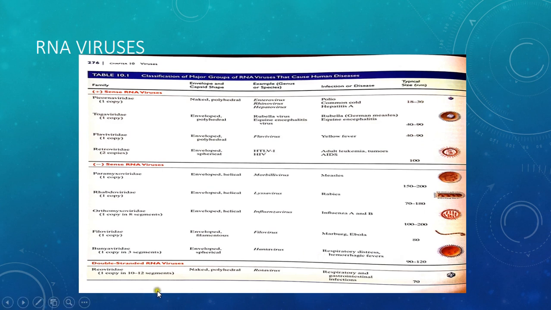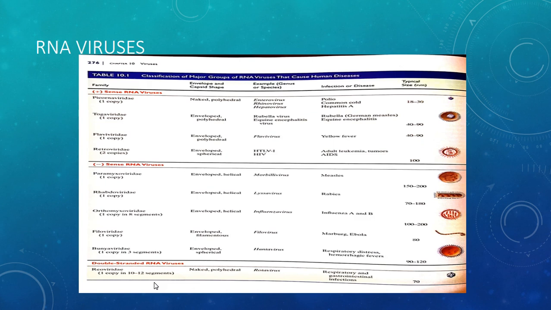Then we have double-stranded RNA viruses, reoviridae. Reoviridae or reoviruses have a naked polyhedral capsid. They are medium-sized double-stranded RNA viruses. They replicate in the cytoplasm and form distinctive inclusions that stain with eosin. Reoviruses include the orthoreoviruses, orbiviruses, and rotaviruses.